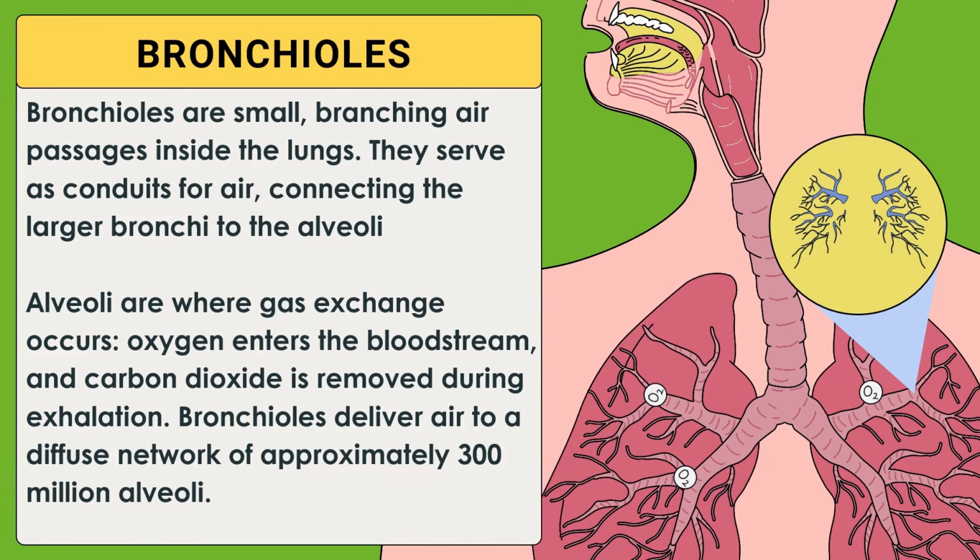Bronchioles. Bronchioles are small, branching air passages inside the lungs. They serve as conduits for air, connecting the larger bronchi to the alveoli. Alveoli are where gas exchange occurs. Oxygen enters the bloodstream and carbon dioxide is removed during exhalation. Bronchioles deliver air to a diffuse network of approximately 300 million alveoli.